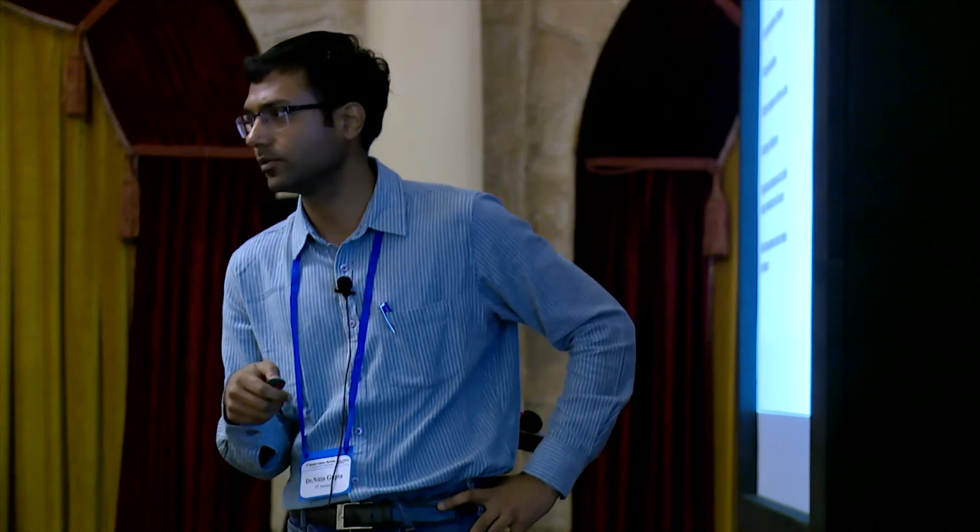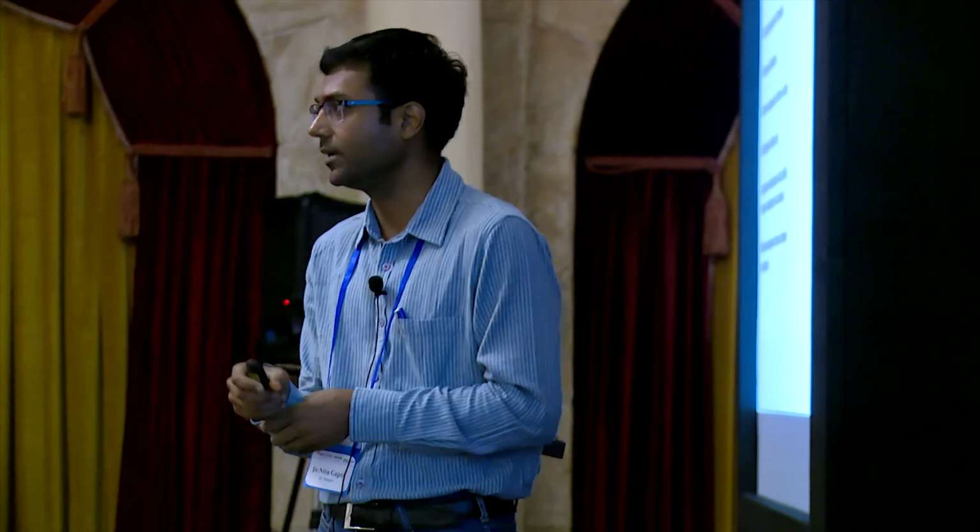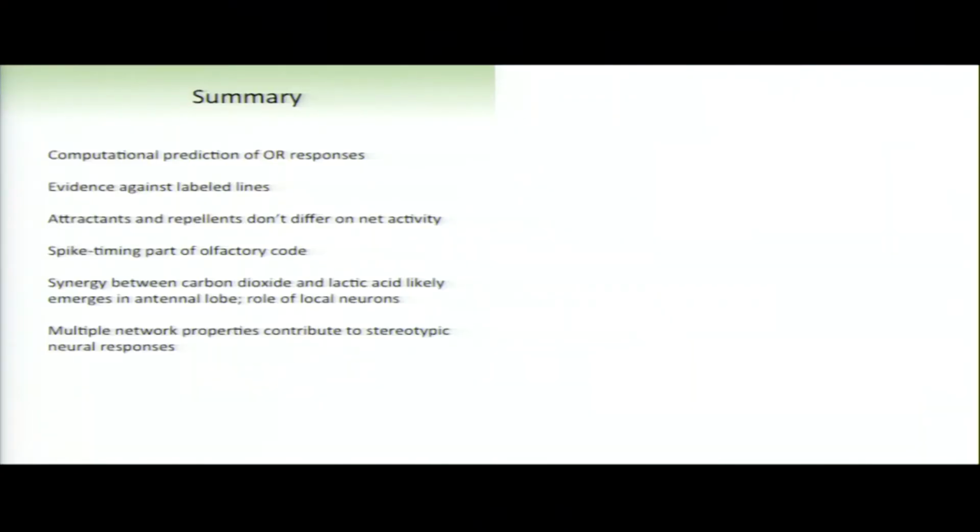In summary, we have developed a method for prediction of OR responses and shown that it's successful. We have found evidence against label lines for attraction and aversion in the mosquito brain. We have shown that attractants and repellents don't differ in the overall amount of activity that they generate on the antenna and maxillary palps. We have also found that the spike timing seems to carry information about odors. The synergy between carbon dioxide and lactic acid likely originates in the antennal lobe and could be mediated by local neurons, and this we are probing further. And through computational modeling, we have found various network properties that allow consistent responses from individual to individual.